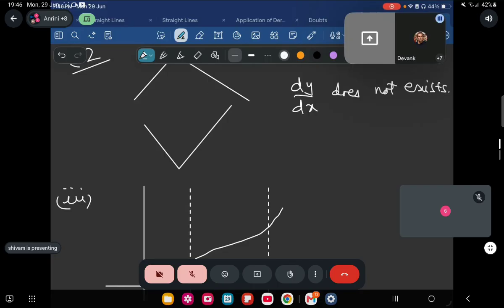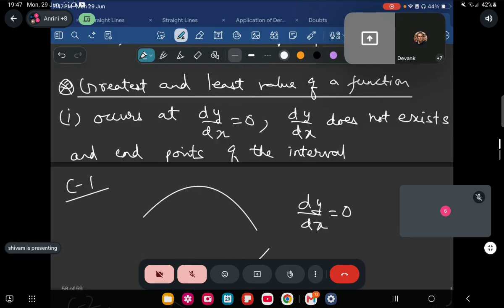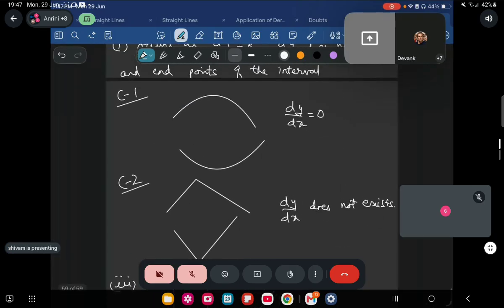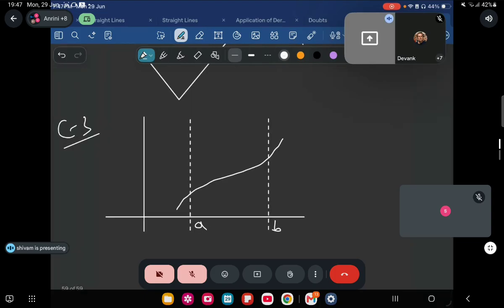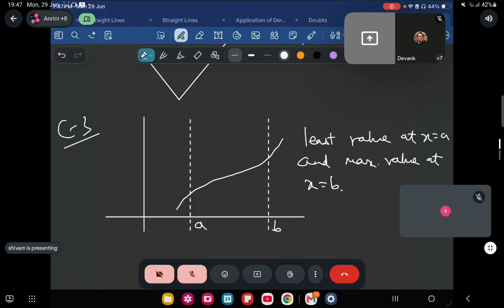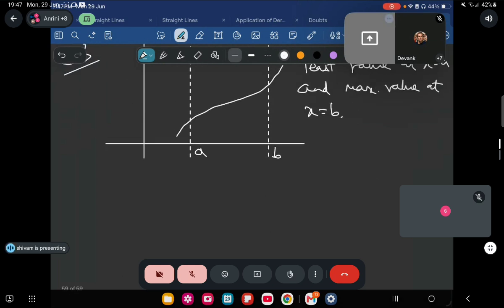Sir, can you show the second point once? Okay, sir. This is case 3. Over here, you'll get the least value at x equal to a, and maximum value at x equal to b. Is it clear to everyone?